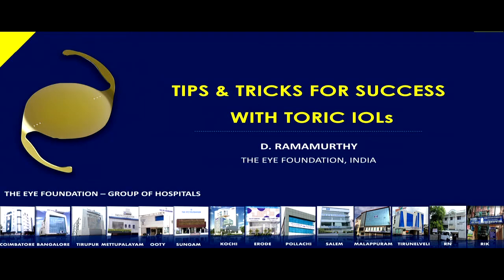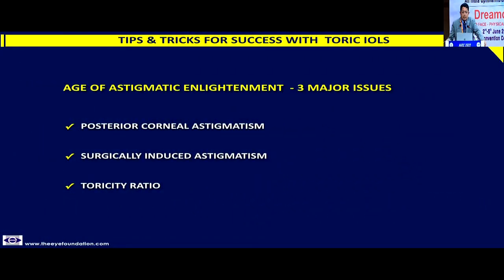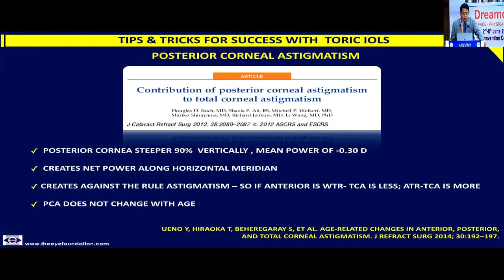This is the topic that has been given to me: tips and tricks for success with toric intraocular lenses. I think in the last half a decade or so, our very understanding of toric intraocular lenses has undergone a sea change. You might have reservations about taking on multifocal intraocular lenses, but I think in today's world you can't do cataract surgery without incorporating toric intraocular lenses. Three fundamental issues which have changed are our understanding of posterior corneal astigmatism, the surgically induced astigmatism, and toricity ratio. Let me very briefly dwell upon these things.